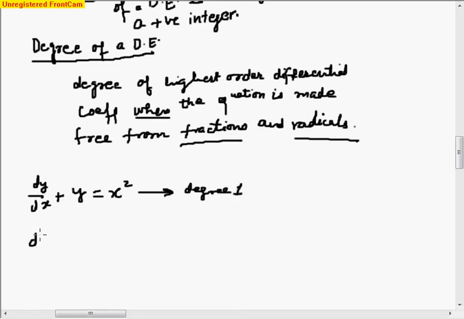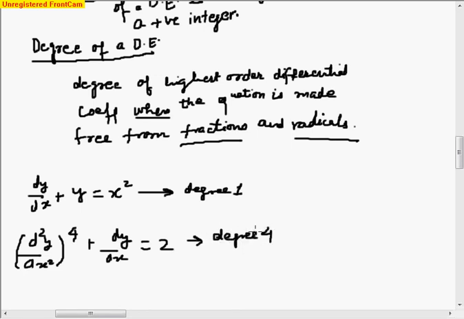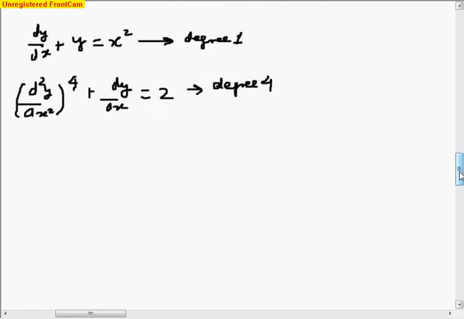Now see this thing, d2y by dx square raised to power 4 plus dy by dx is equal to 2. This is the differential equation. Here, what is the order of the highest order derivative? That is 2. So the order of this differential equation is 2. And what is degree? Degree is the power of the highest order derivative, that is 4. So degree in this case is 4. Right? Now, see this thing. Consider this differential equation.